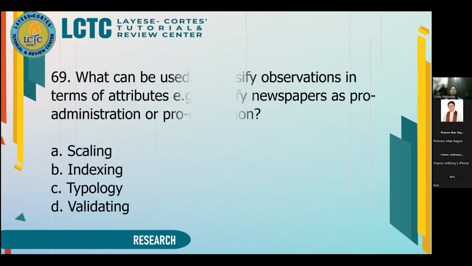69. What can be used to classify observations in terms of attributes? For example, classify newspapers as pro-administration or pro-opposition. Typology. Yes, very good. The answer is typology, or the types. You classify attributes according to their types. We have a pro-administration type and a pro-opposition type.